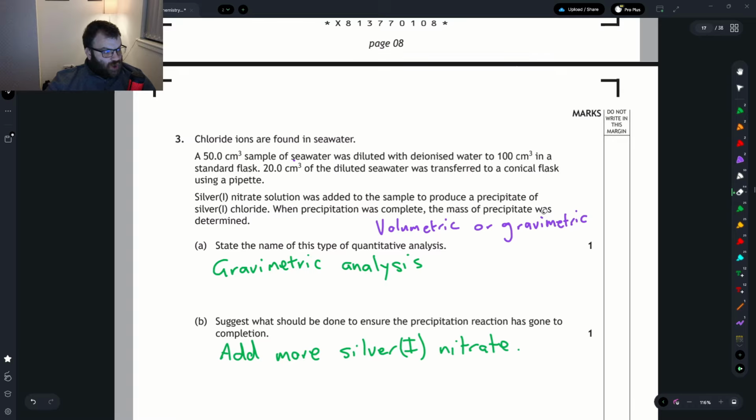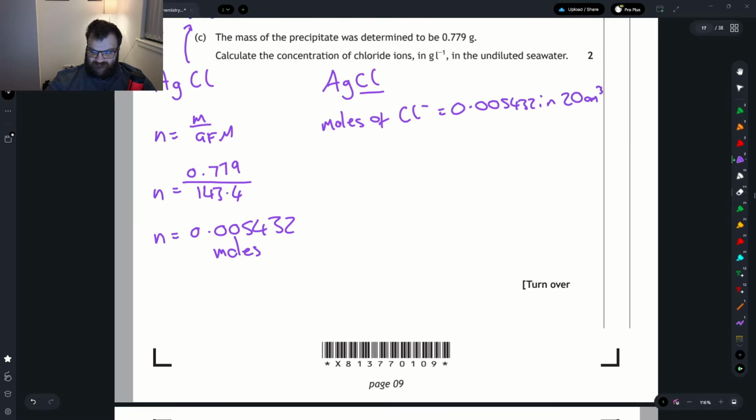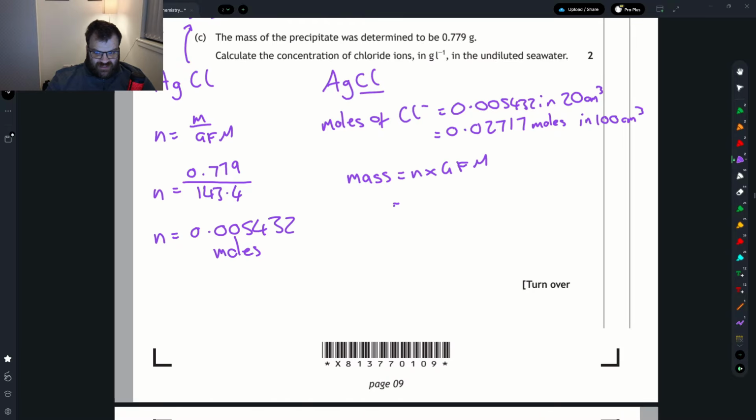And we have to scale that up to 100, and times that by 5. That gives us 0.02717 moles. Then we want to turn that into mass. Well, mass equals n times GFM. I'm going to take that number of moles and times it by 35.5. We're not talking about chlorine, which would be Cl2. We're talking about chloride, which would be 35.5.